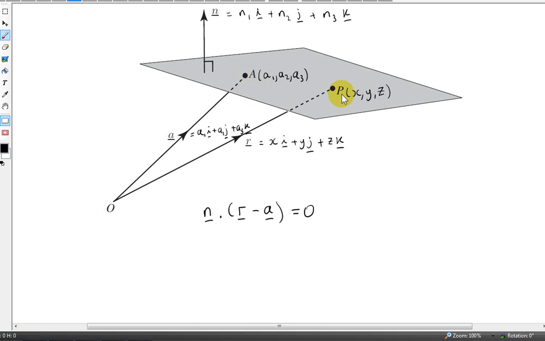In a video in the vectors playlist, we looked at the equation of a plane. Point A is a given point in the plane. Point P is a general point. Vector n is a vector that's perpendicular to the plane. Vector r minus a is the vector whose tail is at A and whose head is at P.